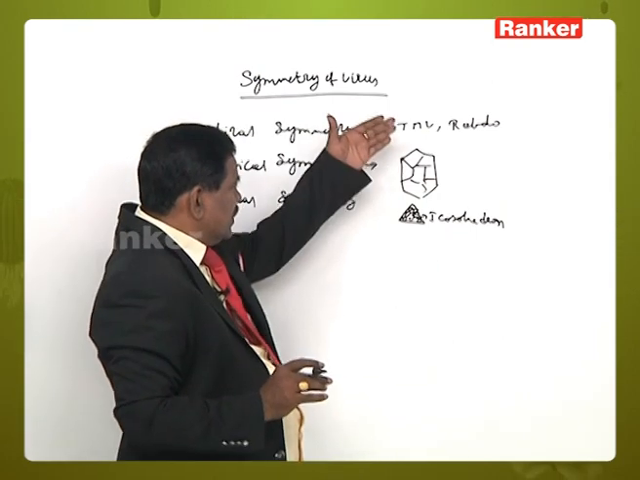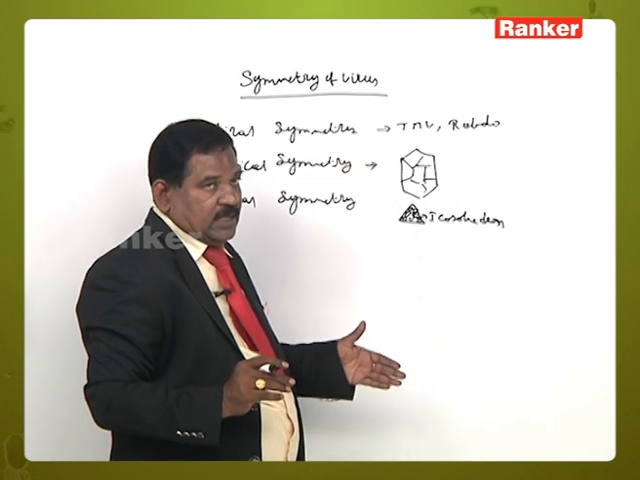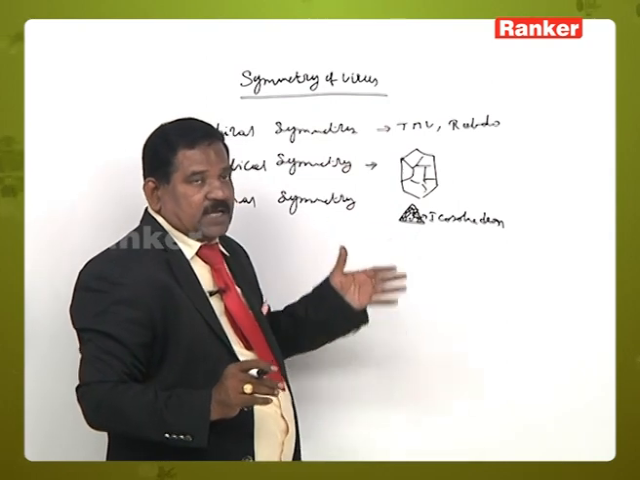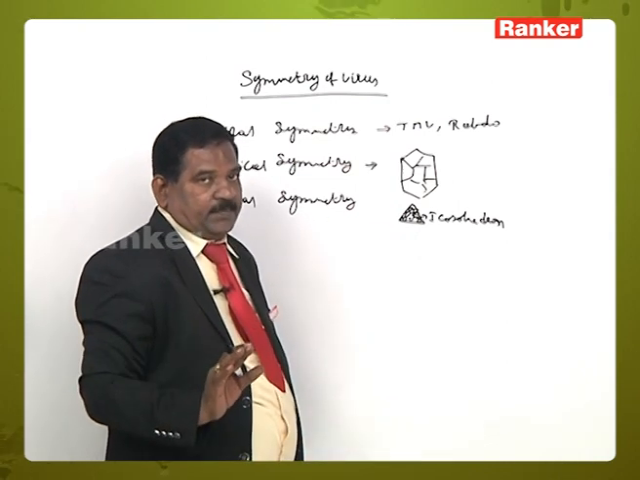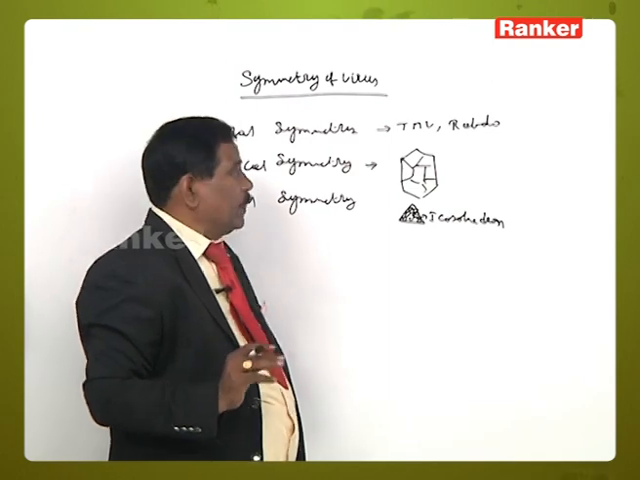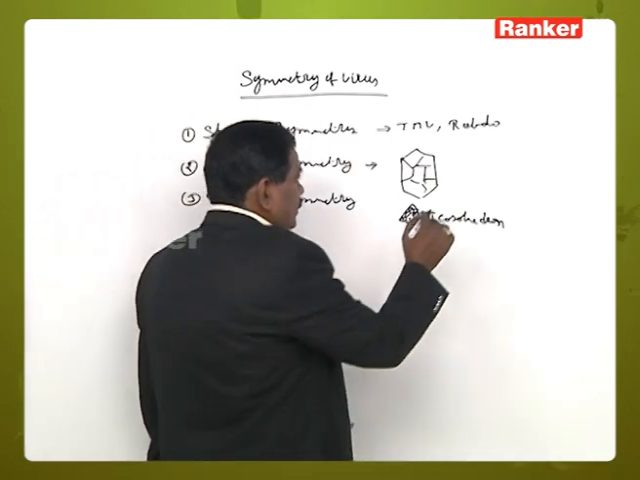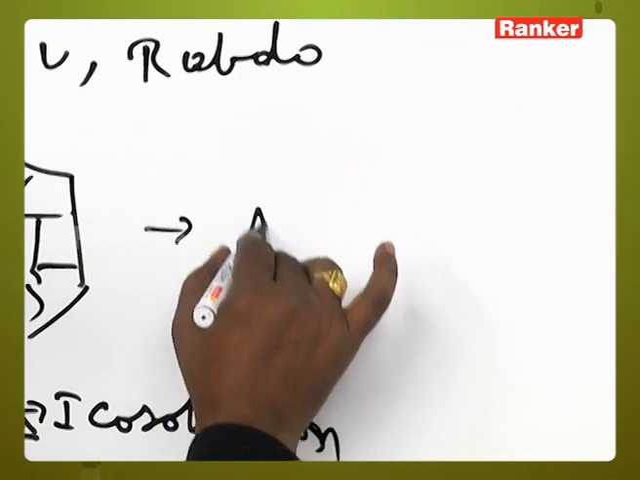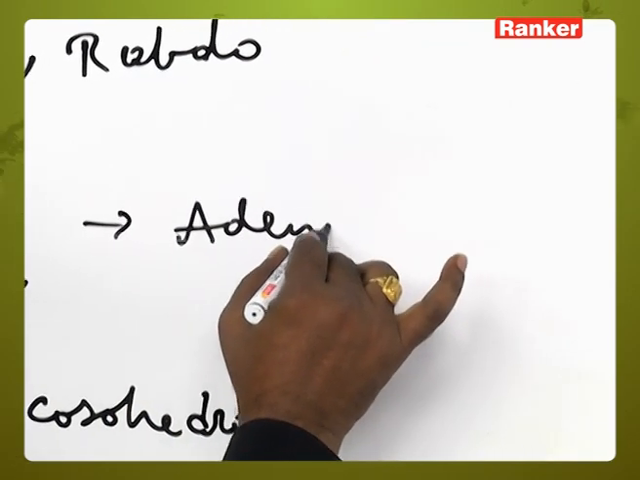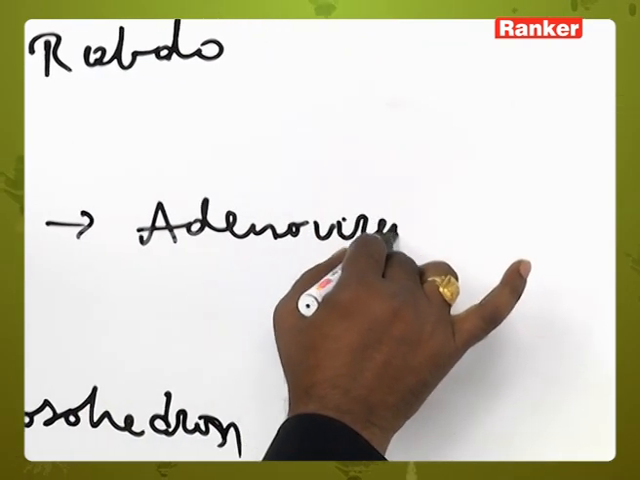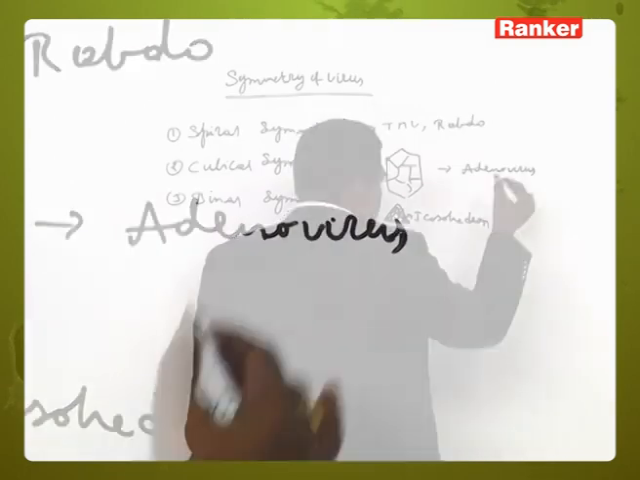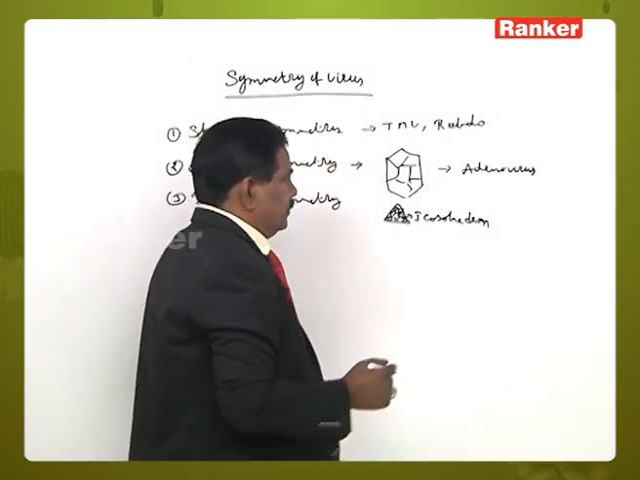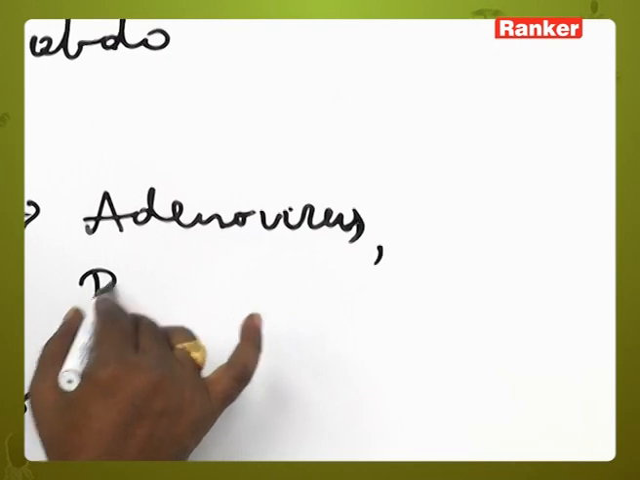In a longitudinal section of the head region, the polyhedral looks hexagonal in shape. Examples are adenovirus and poliovirus.